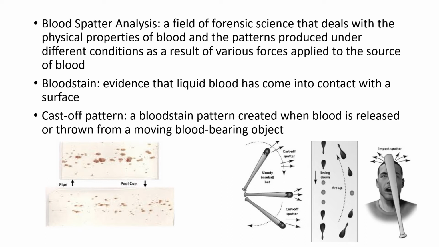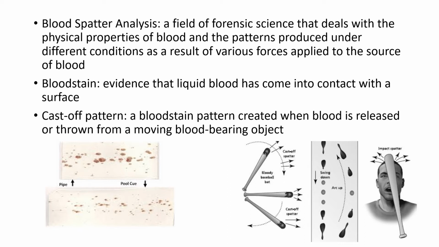So looking at the picture on the right, here we have a baseball bat that is hitting our victim. Once it hits our victim and it has blood on it and it is drawn back, that blood is going to be flung off of the bat whenever it is flung back again. So it will create kind of an arc shape with different blood stains in it.